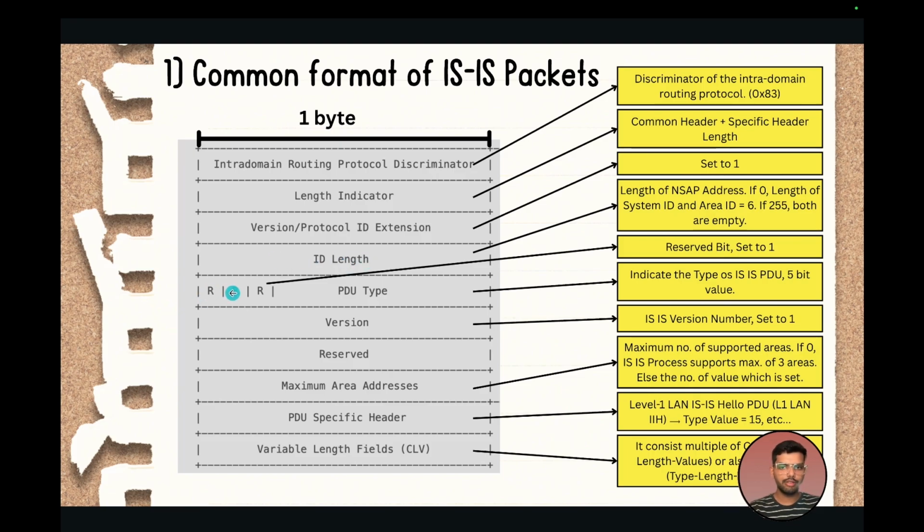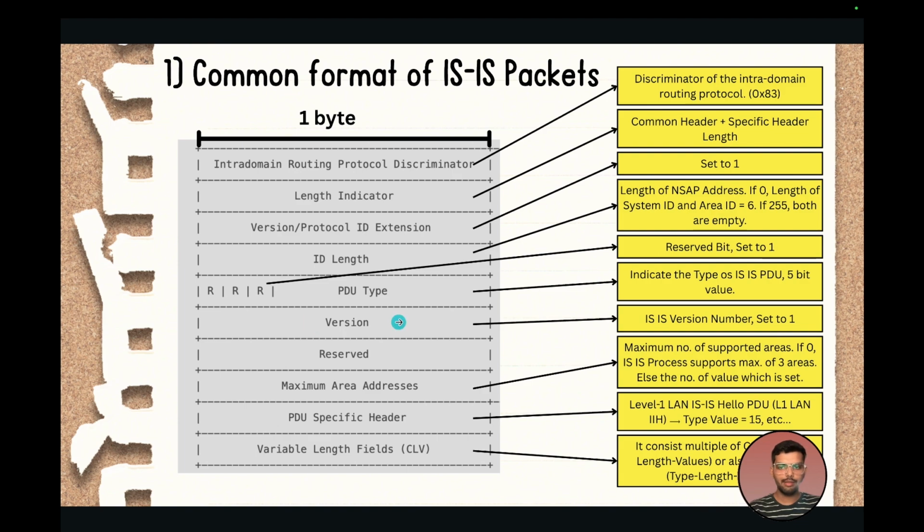Then these are the reserved bits. All these reserved bits are set to 1, and the rest of this is the PDU type. The rest of the 5 bits, because this entire field is 1 byte and these 3 are reserved bits. So the leftover 5 bits are used for the PDU type, and the PDU type indicates what PDU this IS-IS packet is carrying, right? So for this PDU specific header, how to interpret this PDU is mentioned over here in the PDU type. That is the 5-bit value. And what values can be used over here, we will see in the next slide, right?